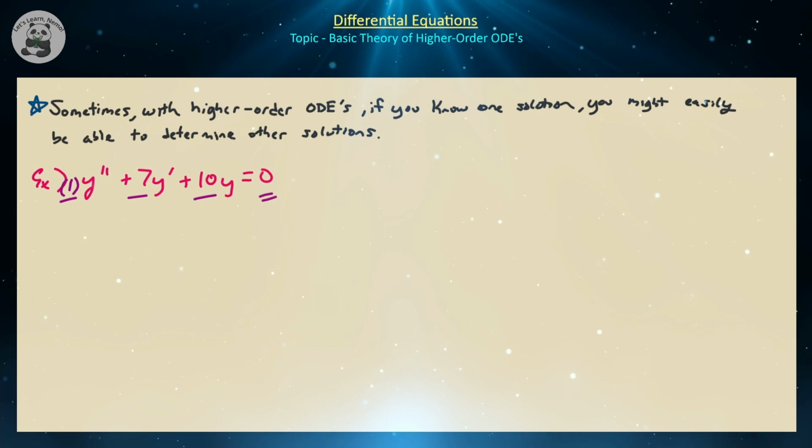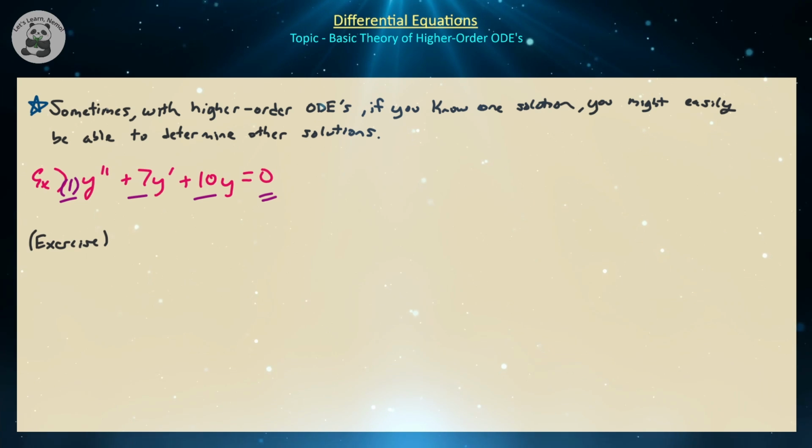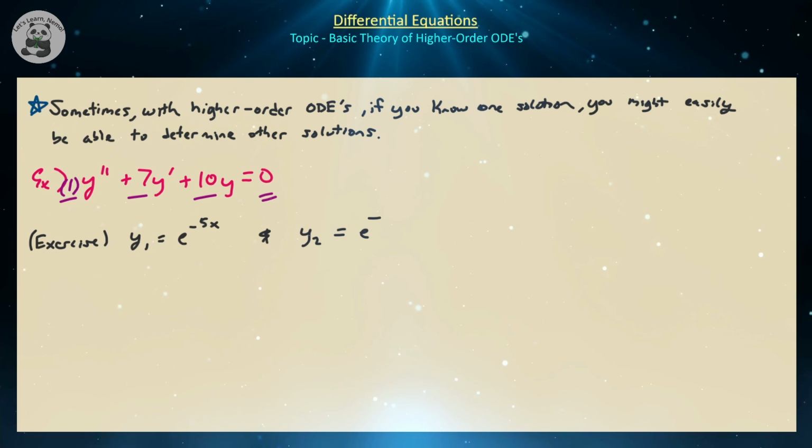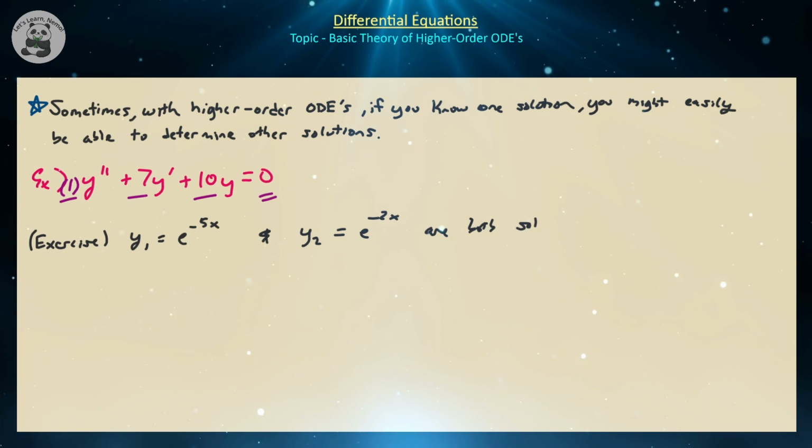So, one thing I leave to you as an exercise because it's actually not hard to prove is that y1, which is given by e to the minus 5x, and y2, which is given by e to the minus 2x, are both solutions. Right? So if you take the second derivative, first derivative, and their original forms and plug them each into this equation, you will get 0 for that particular linear combination.